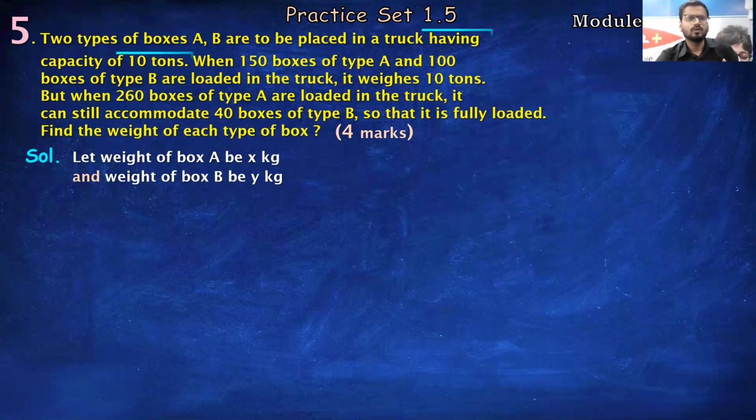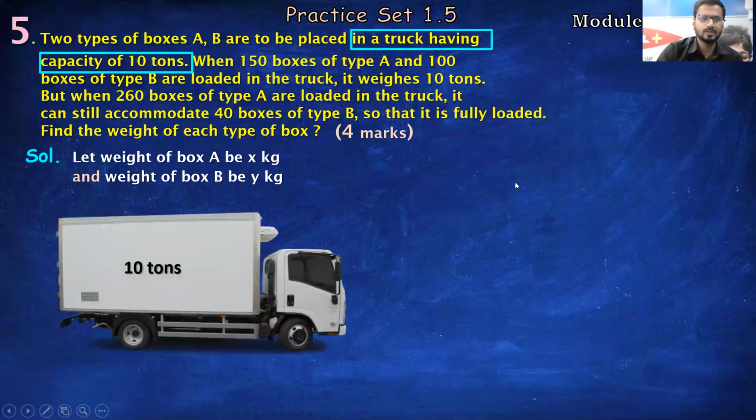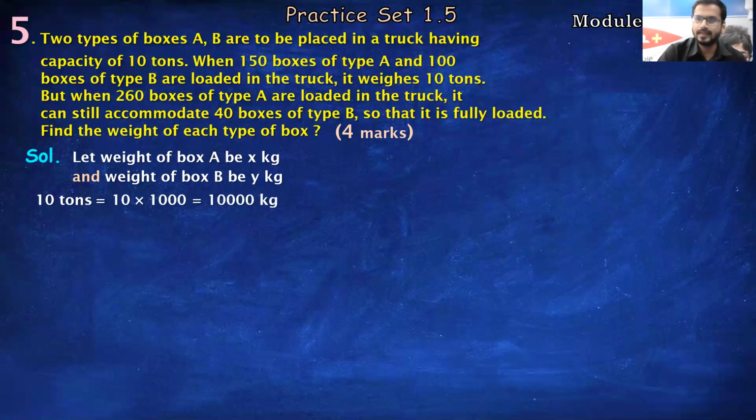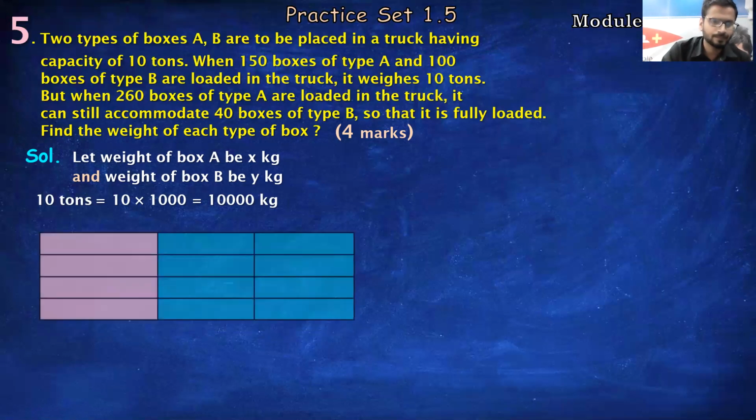Fine. Now a truck is having a capacity of 10 tons. It's in the question. Now students, what do you mean by ton? One ton means 1000 kg. Okay, one ton means 1000 kg. So 10 tons will be 10 into 1000. Simple. Now let us understand this question, students. So 10 tons, which is nothing but 10 into 1000, which is nothing but 10,000 kgs. Fine. So this is the total capacity of the truck.